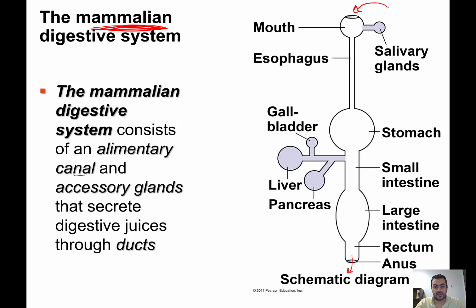In addition to the alimentary canal, we have accessory glands. These are the glands shown here in purple. These glands secrete digestive juices through ducts. We have a series of ducts through which the accessory glands secrete their juices. These accessory glands include the salivary glands, the gallbladder, the liver, and the pancreas. They secrete their juices into the alimentary canal through the ducts, and they help in the digestion of foods.